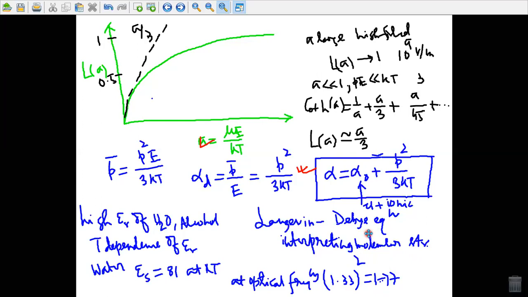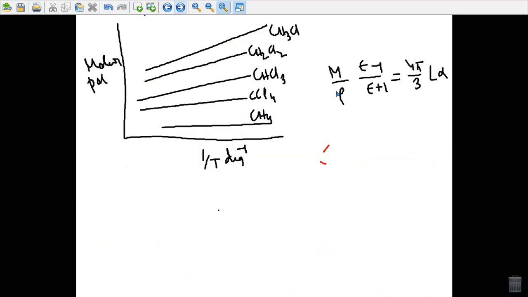So the characteristic temperature dependence of the orientational polarizability shows that CH3Cl has a permanent electric dipole moment. Methane and CCl4 do not. So they behave linearly with 1 upon T dependence of the molar polarizability. Here the plot signifies M upon rho times epsilon minus 1 upon epsilon plus 1 equals 4 pi by 3 L alpha, which is known as the molar polarization for polar and non-polar substituted methane compounds in gaseous form.